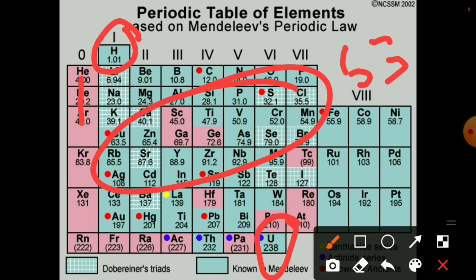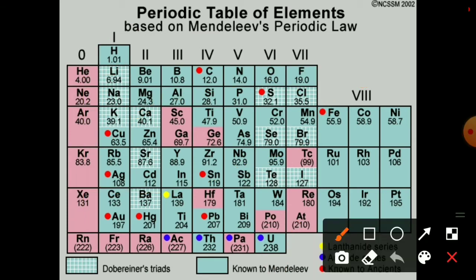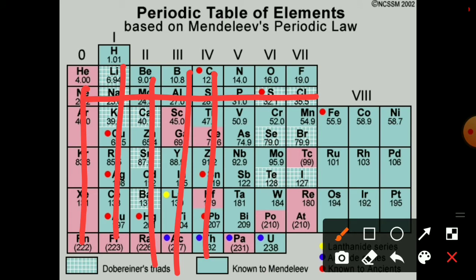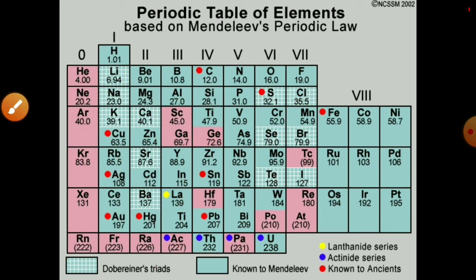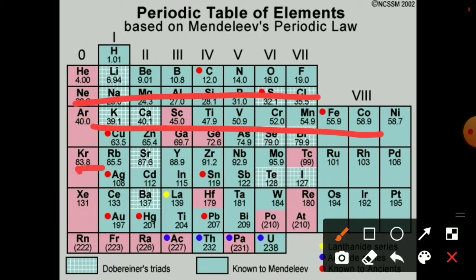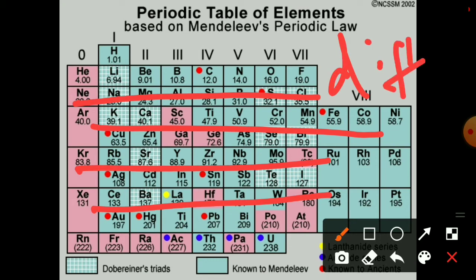The elements which are present in one group should have similar properties. That means they have the same properties. The elements which are present in a period do not have similar properties. Only the elements of a group have similar properties. The elements which are present in a period should have different properties. That we have to keep in mind.